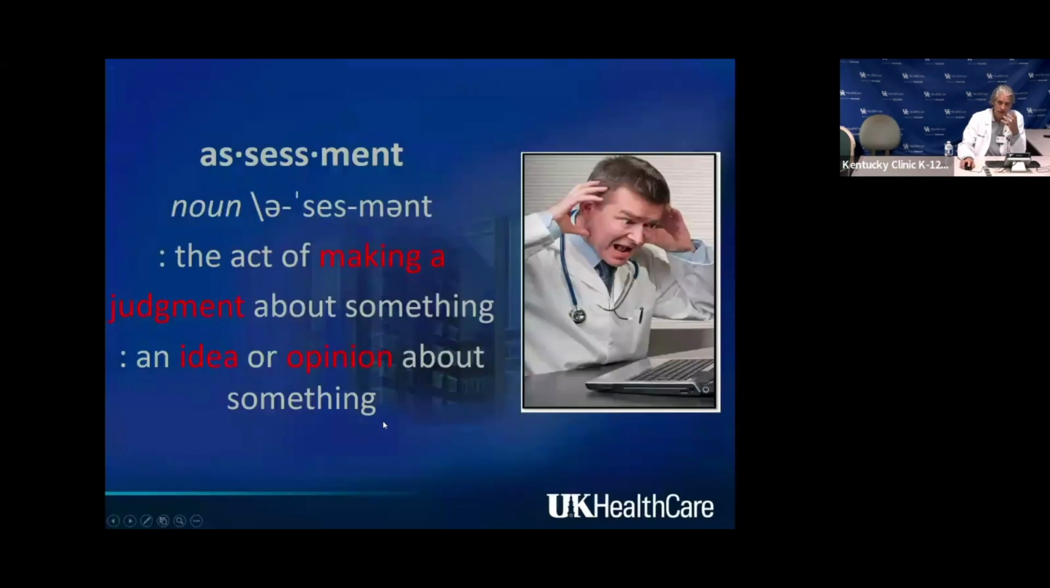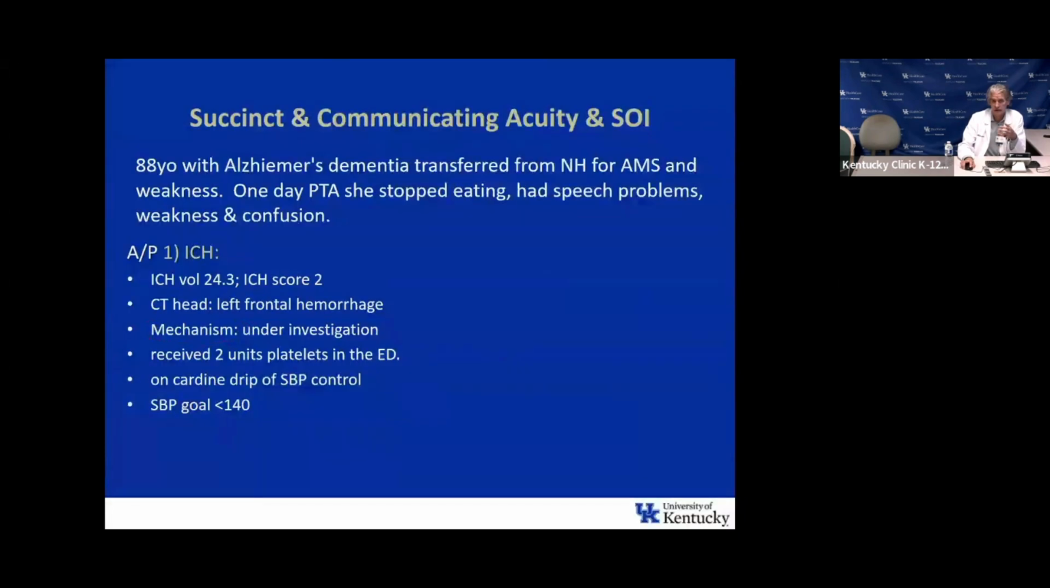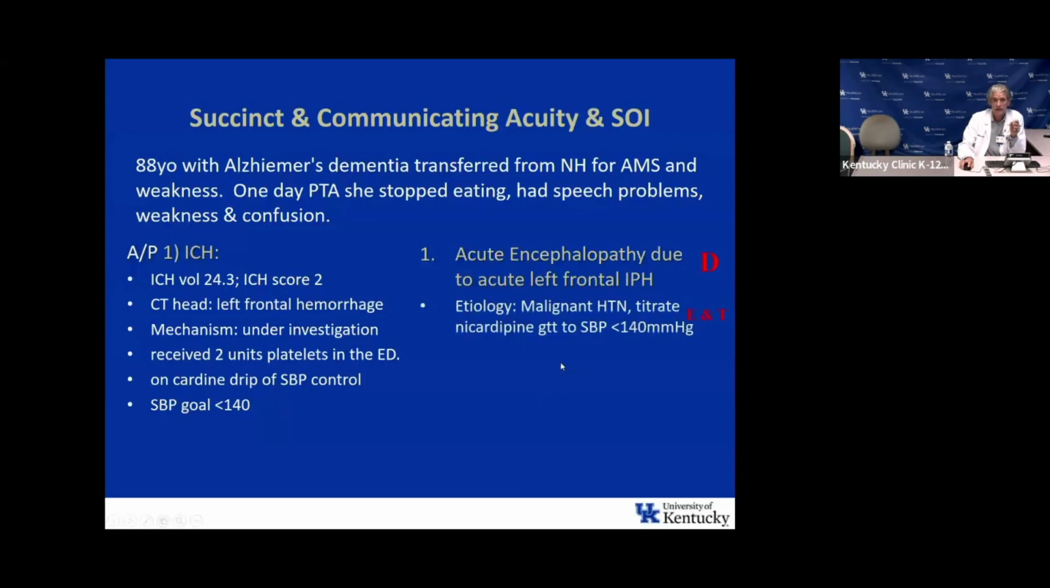So assessment, I tell the interns, you're making a judgment. You're not just reiterating data. You're giving your opinion on the data that you've collected. So for this one, if you stick it in the Detroit structure, I would say acute encephalopathy due to acute left frontal intraparenchymal hemorrhage. Very specific. They're going to know exactly when anyone comes to that chart, they're going to know what's going on. Etiologies, that's why they're on the drip, because of the malignant hypertension.